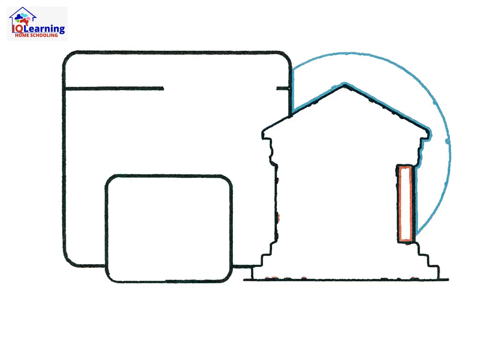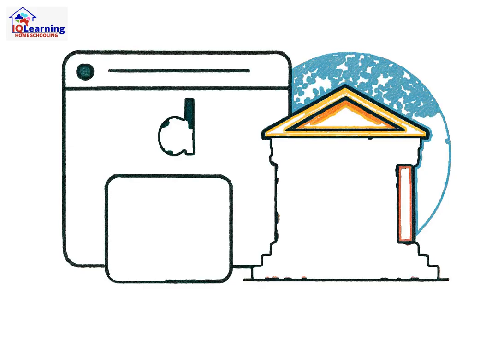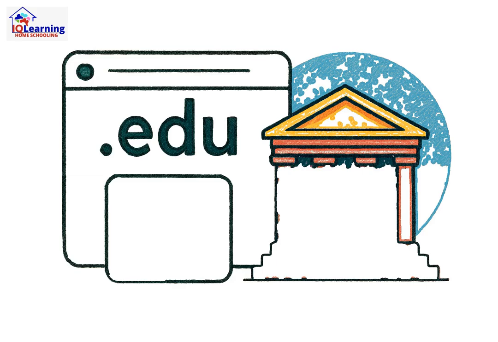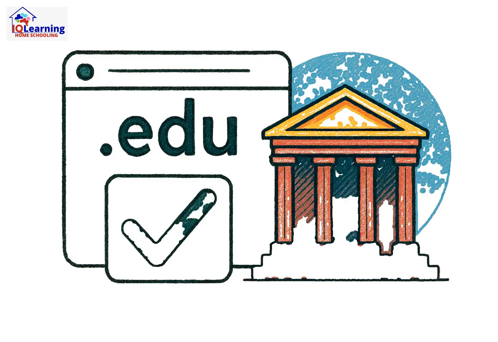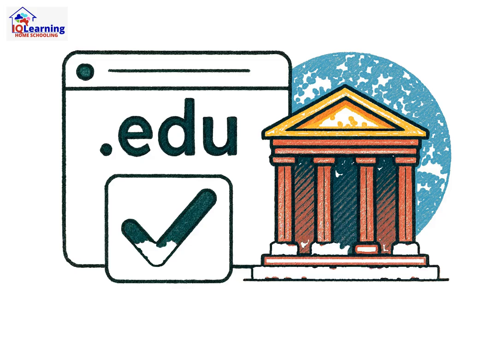Another quick clue is the website's address, the URL. A site ending in .gov or .edu is tied to a government body or a school, making it a much safer bet for facts and research than a random .com blog.